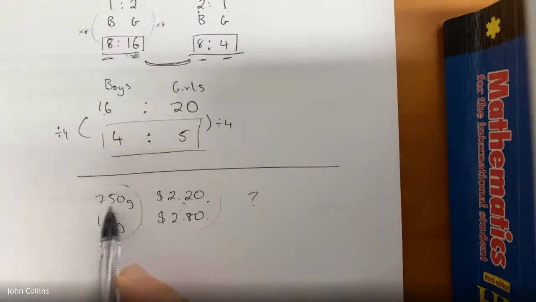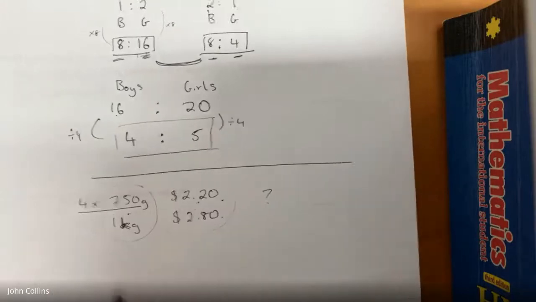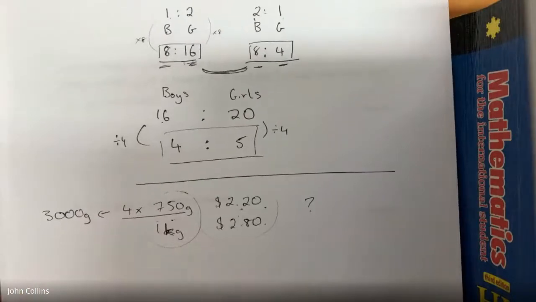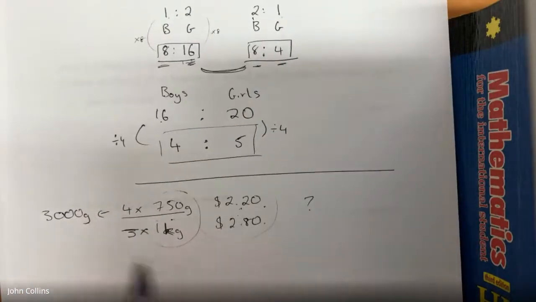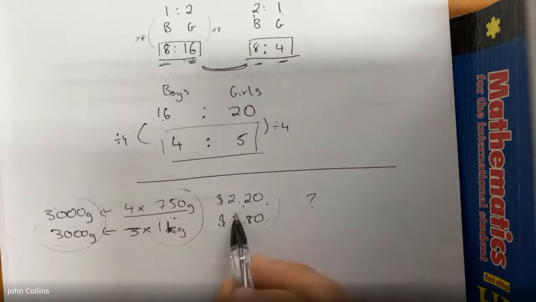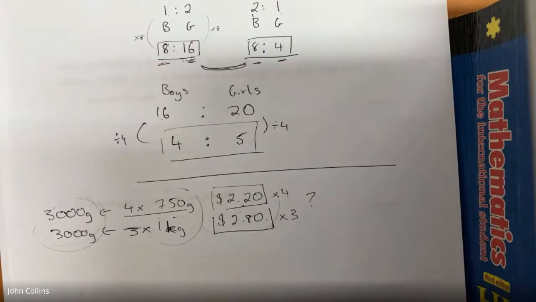So what a lot of people did was say, if I buy 4 of these 750 grams, I get 3,000 grams. And if I buy 3 of these 1 kilograms, I also get 3,000 grams, because there's 1,000 grams in a kilogram. So that is something to compare. If they're both at 3,000 grams or 3 kilograms, I can compare the 2 prices. So I need to multiply this price by 4 because I'm buying 4 packets of that, and this price by 3 because I'm buying 3 packets of that.